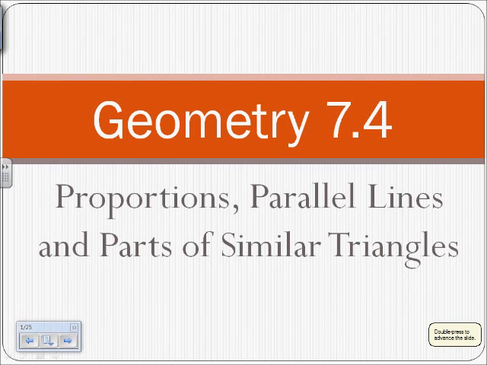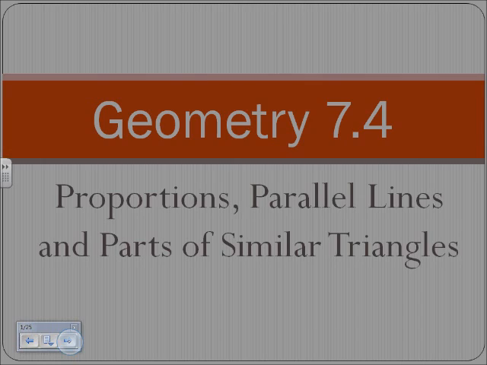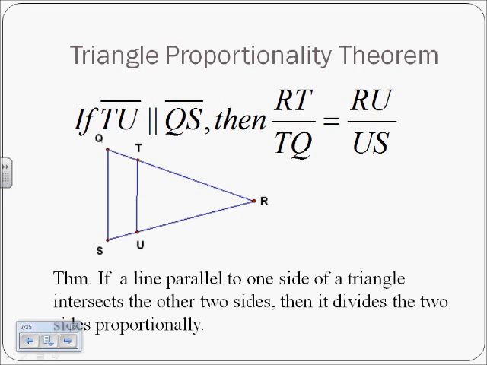Welcome back. Geometry section 7.4 today, proportions, parallel lines, and parts of similar triangles. Start off with a definition. Triangle proportionality theorem, which states in our given figure, if TU is parallel to QS, then RT over TQ is equal to RU over US.